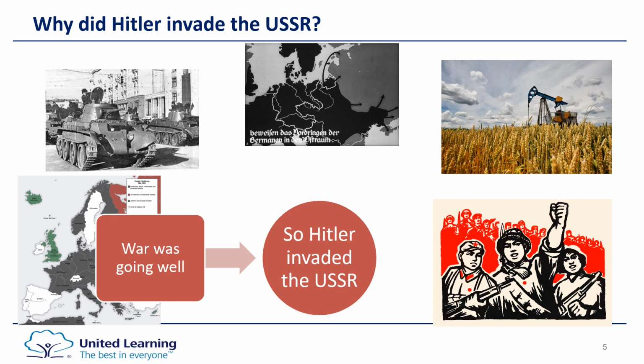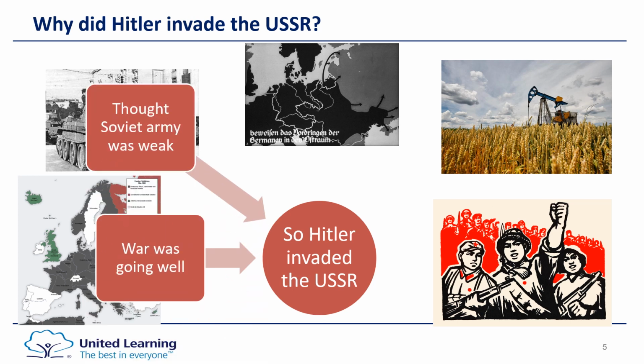Another reason why Hitler wanted to invade the USSR was because even though he'd signed a pact with Stalin to say that they wouldn't fight each other, he thought that the Russian army was really weak and this was a great chance for him to take over part of the Soviet Union. The picture is showing the Russian tanks. So he thought the Soviet army was weak, and so even though he'd signed this deal with Stalin, he thought that actually they could beat them.